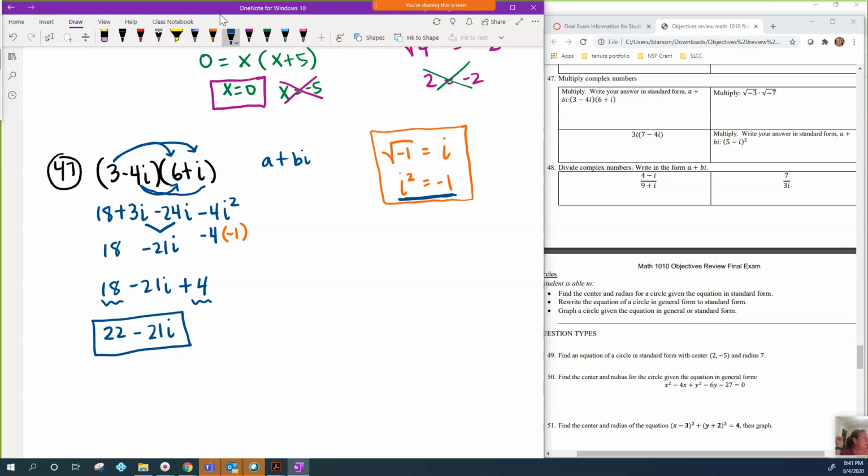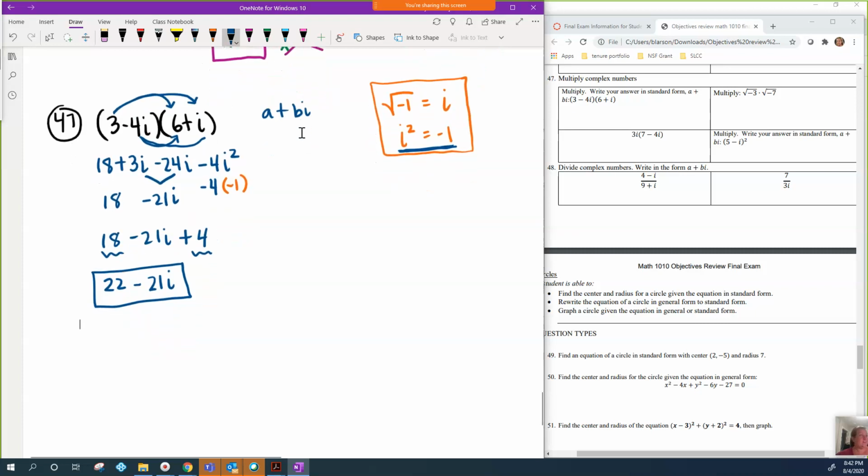Let's see, 47b. Do you mean the one that says square root of negative 3 times square root of negative 7? Since there's 4 of them on there. Okay, yes, let's look at that one also.